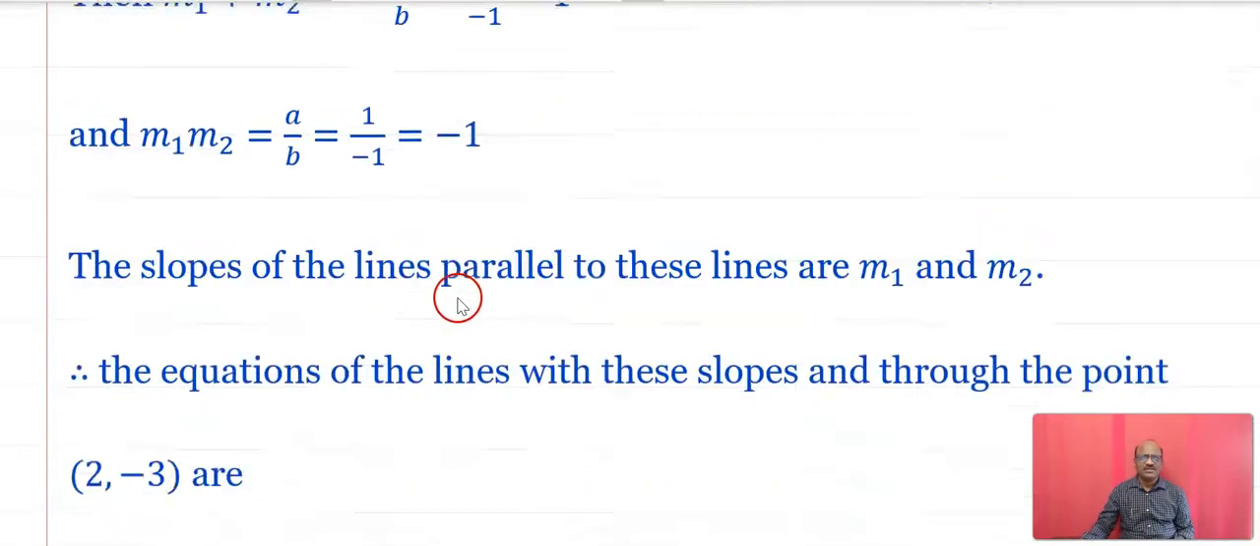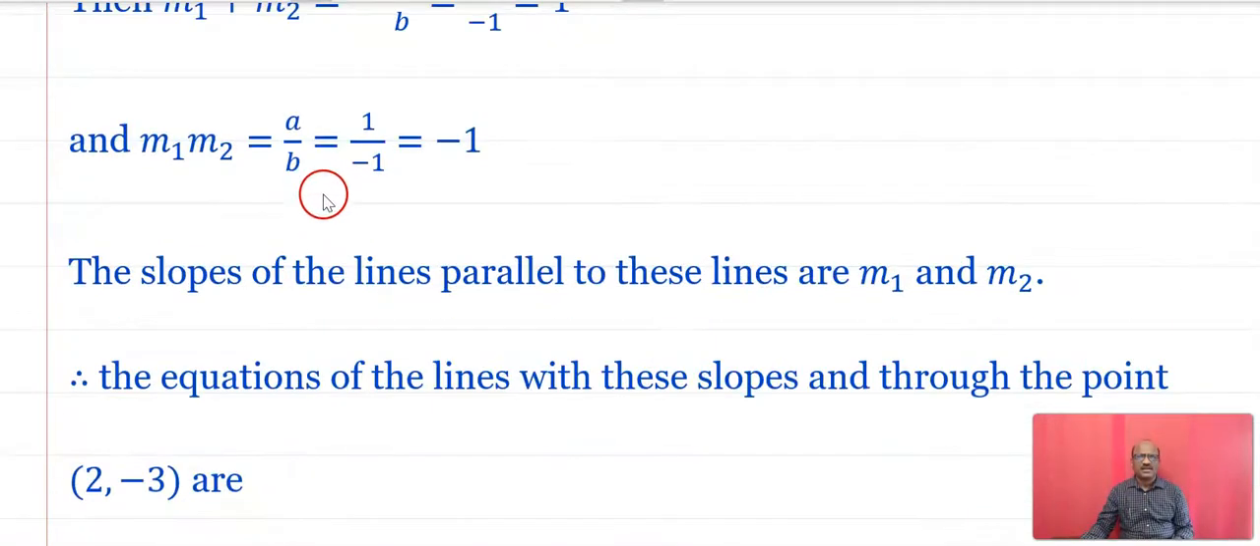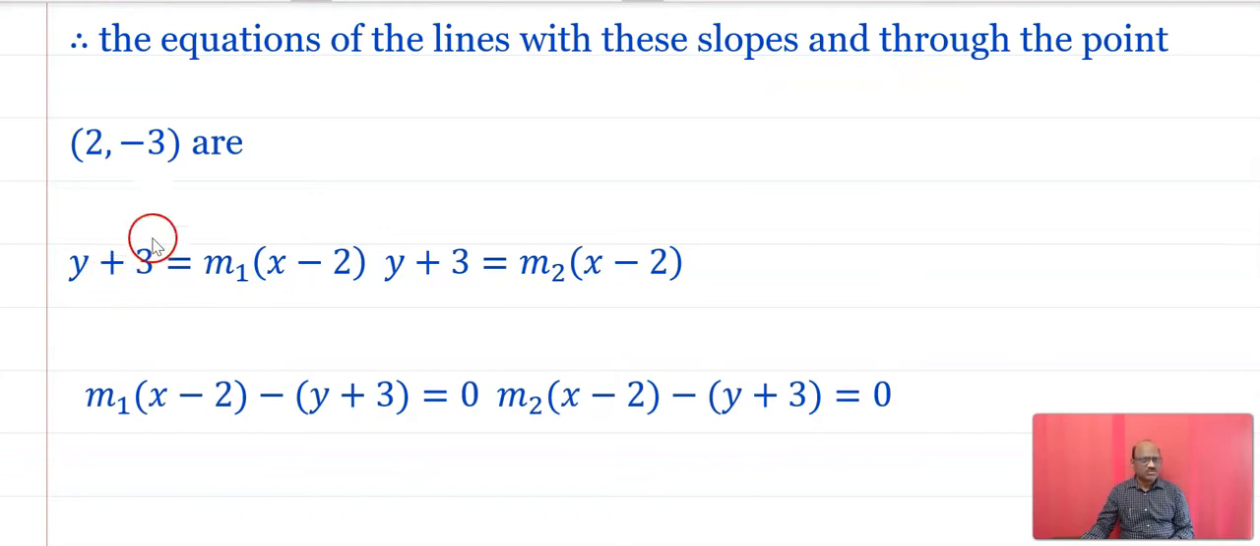And therefore the slopes are equal, and hence the equations of those lines are, here we will apply the slope point form, y - y1 = m(x - x1), that is y + 3 = m1(x - 2).